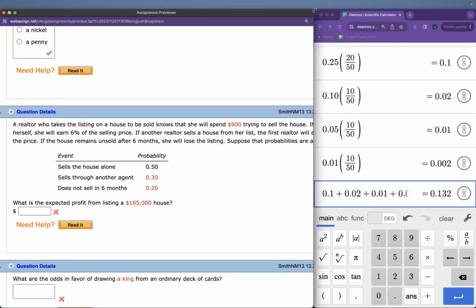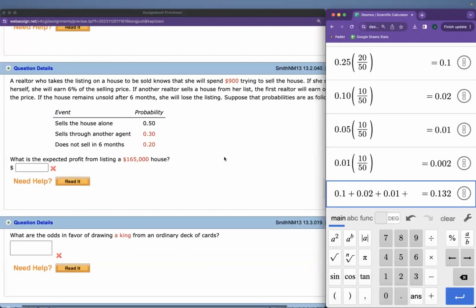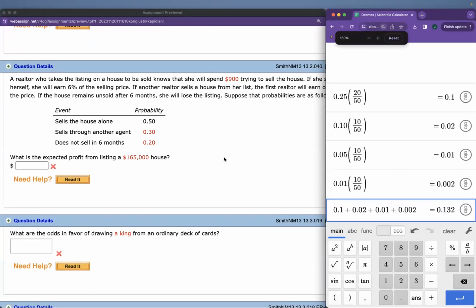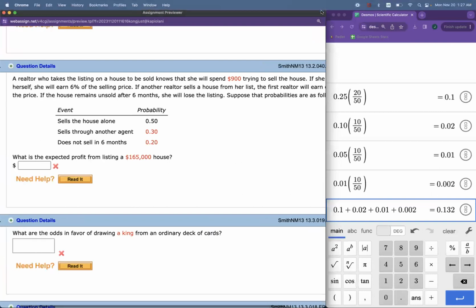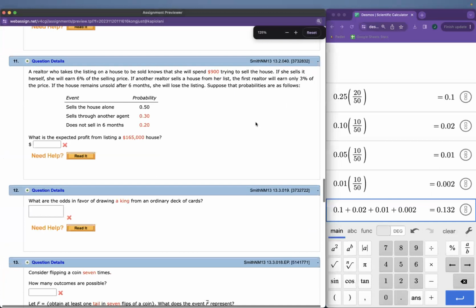A realtor who takes a listing on a house to be sold knows that she will spend $900 trying to sell the house. If she sells it, wait, sorry, guys. Let me zoom out so you can see the whole thing. If she sells it, she earns 6%. If another realtor sells a house from her list, the first realtor will only earn 3% of the price. If the house remains unsold after 6 months, she will lose the listing. Suppose the probabilities are as follows, and so on.